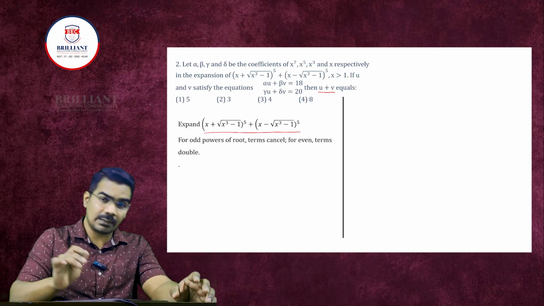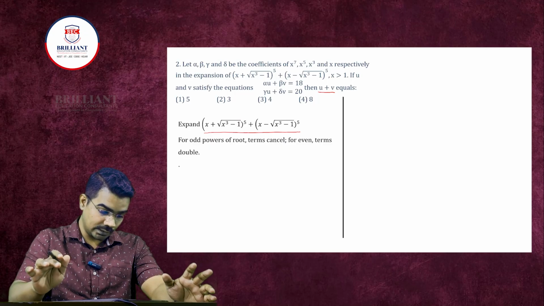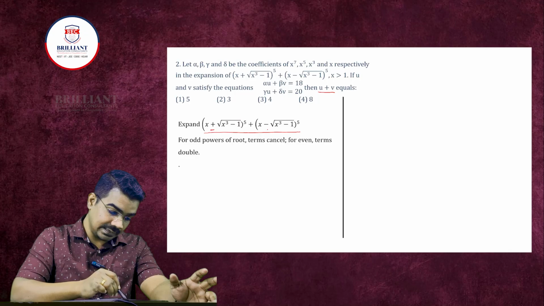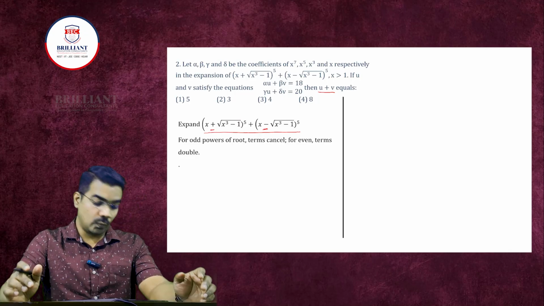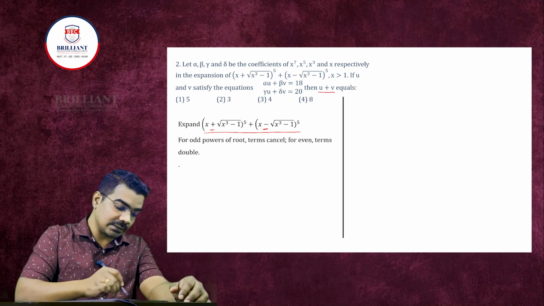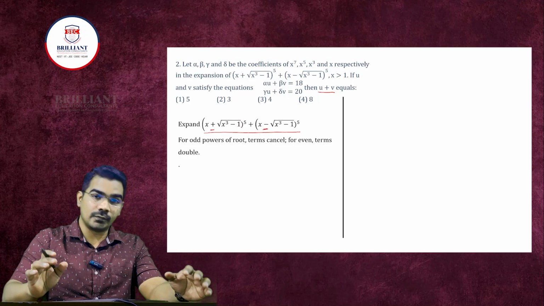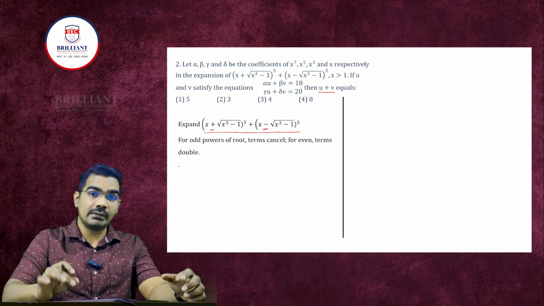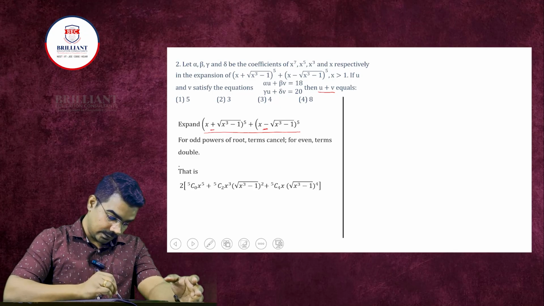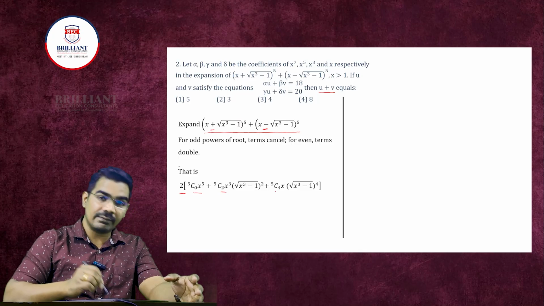So when you check the binomial expansion of x plus root of x cube minus 1, again here the difference is, here it is plus and here it is minus. So when you are taking summation of these types, what happens is the odd powers of the root will get cancelled and the even terms will double. So what happens here is 2 into all the even terms will come.